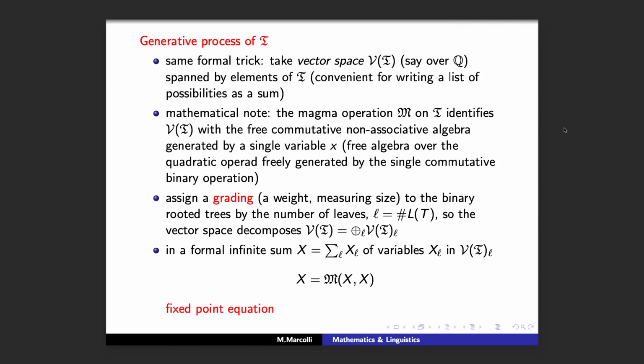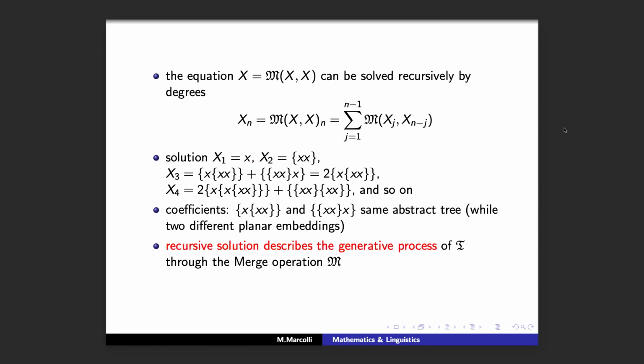If you want to encode this entire generative process of the magma, you can do it by a single fixed point equation, where you formally write a variable that is an infinite sum of variables in each degree in this space. This exists in a formal completion of this vector space, and then you write this fixed point equation. This is completely equivalent to describing the generative process of the magma, because you can solve this equation inductively by degrees.